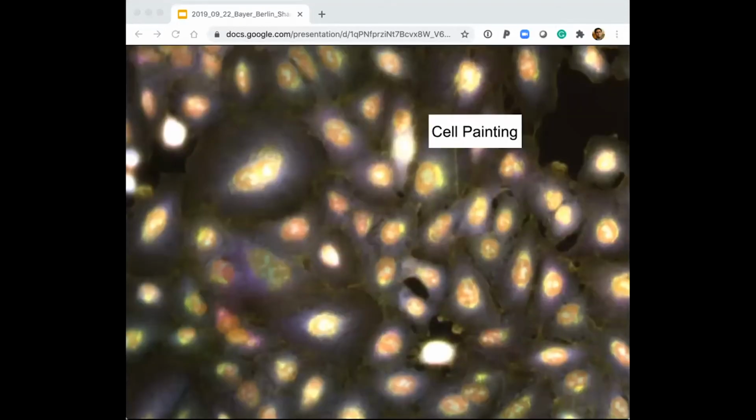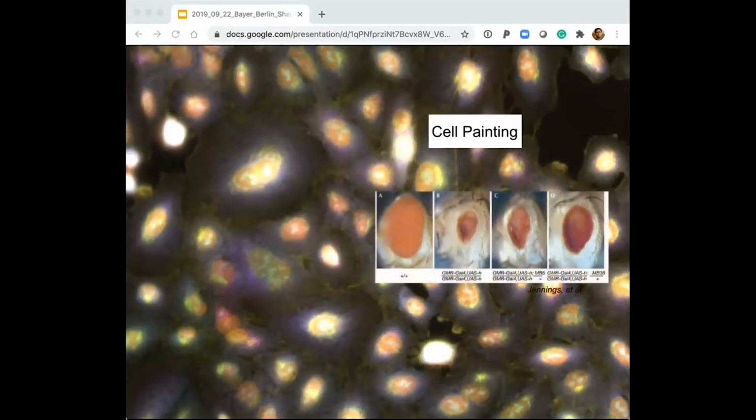So the hypothesis here is: what if images contained enough information to characterize a reasonably complete picture of cell state? Now, we know that at some level this is true. In classic genetic screens, seeing the same phenotype means that genes in the same pathway were perturbed. So the question is, can we just take this basic concept and scale it up?